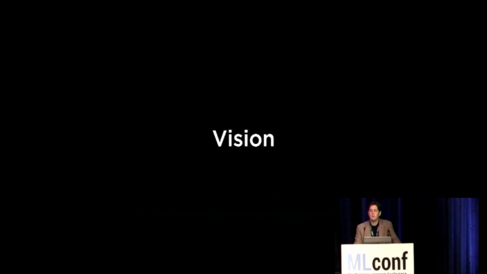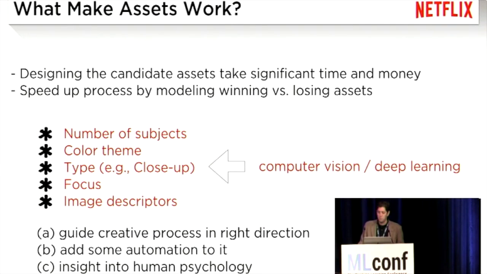So what is the vision towards the future? Where can this go? I think a very important question is what makes assets work. We can think of using computer vision and deep learning to extract these features, for example, the color theme, number of subjects, the type of the image, is it a close-up, the focus, image descriptors more broadly, and try to study what makes a difference between a winning image and a losing image, both overall and in different countries, and use that learning to guide the creative process in the right direction, and also add some automation to that. And that will give us, I think, amazing insight into human psychology.